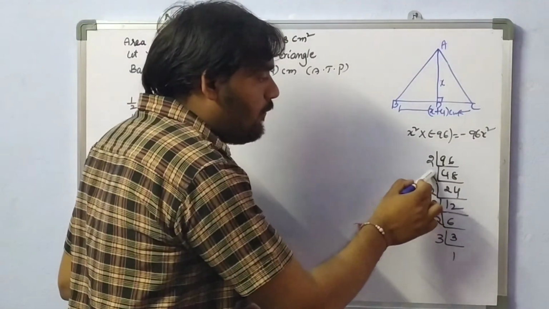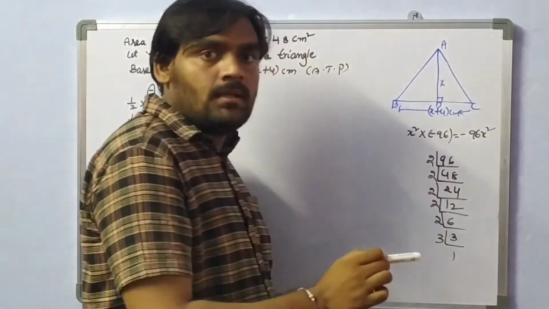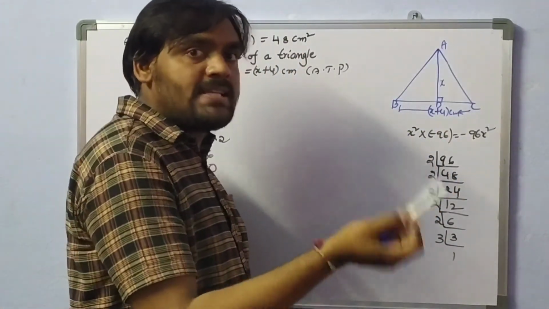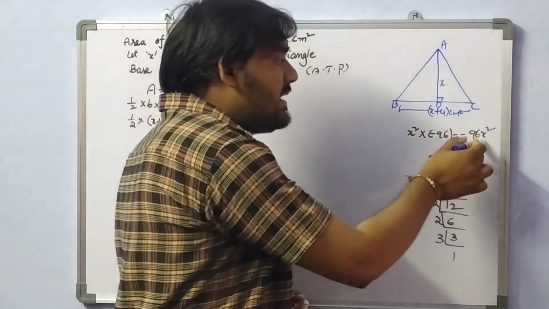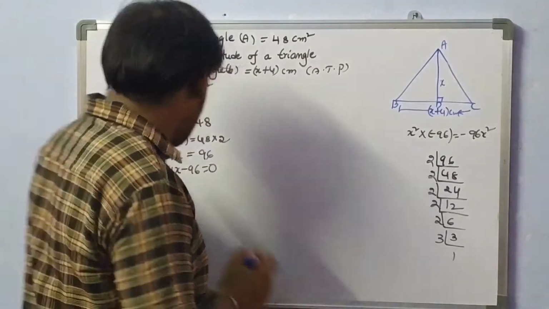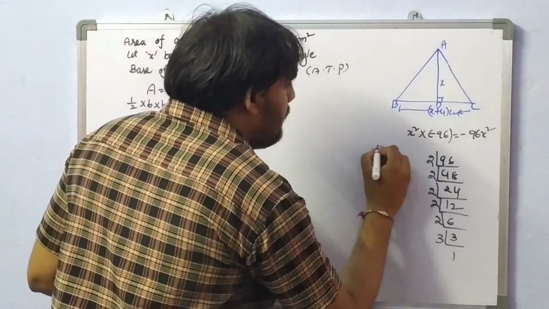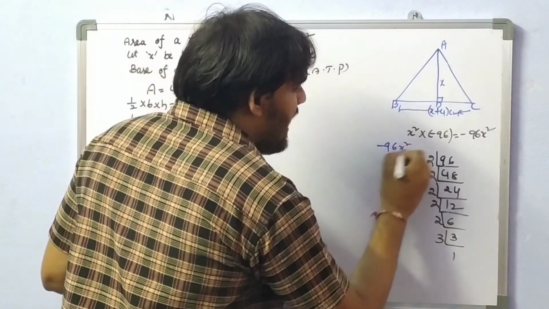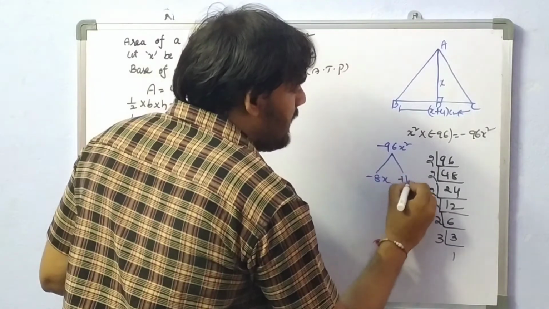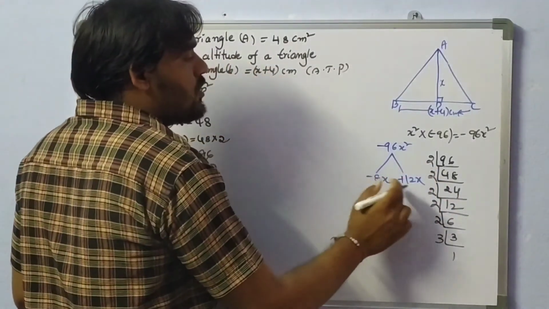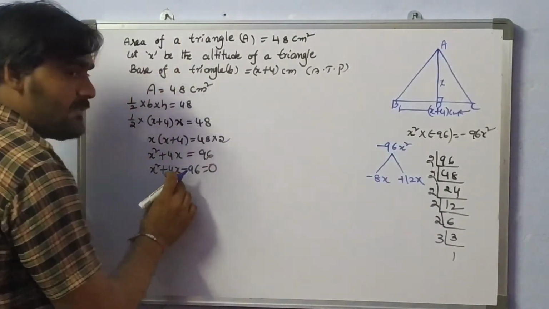Next, 2 2s are 4, 4 2s are 8. 8 into 12, we are getting 96. So, keep minus for 8. Minus 8 into 12 is minus 96. Minus 8 plus 12, we are getting plus 4. So here we can write minus 96x square as the product of minus 8x and plus 12x. If you multiply these two, we are getting minus 96x square. When we add these two, we are getting plus 4x.